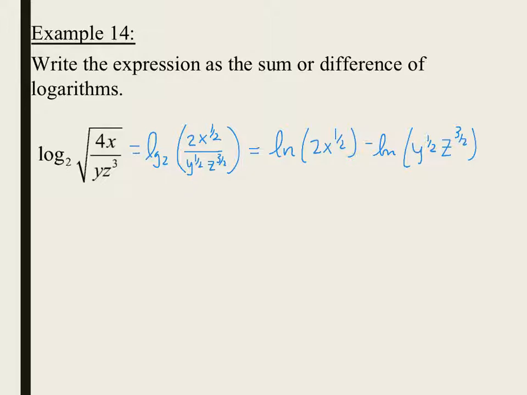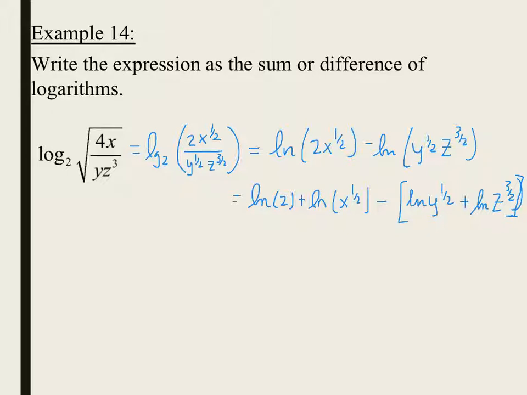Now I can use the product rule. In this case, now I'm going to get the log of 2 plus the log of x to the 1/2 minus, now I'm going to do a bracket here, so I'm going to get the log of y to the 1/2 plus the log of z to the 3/2. Now, I should have had a bracket there, I'm sorry.